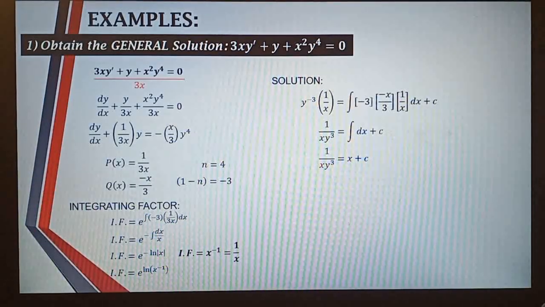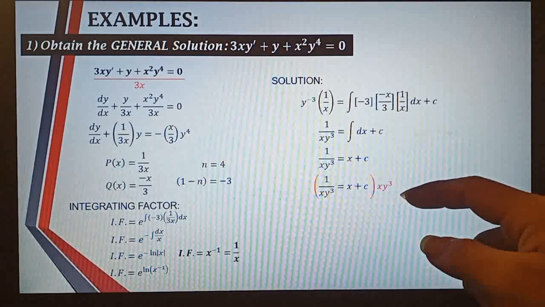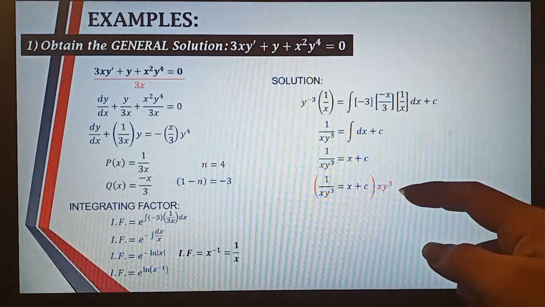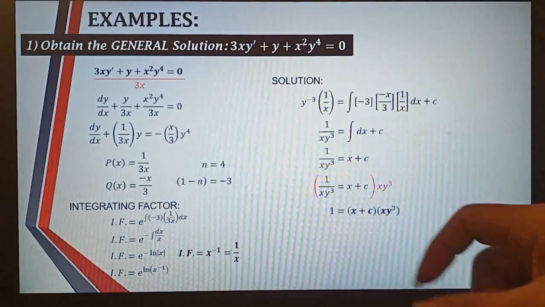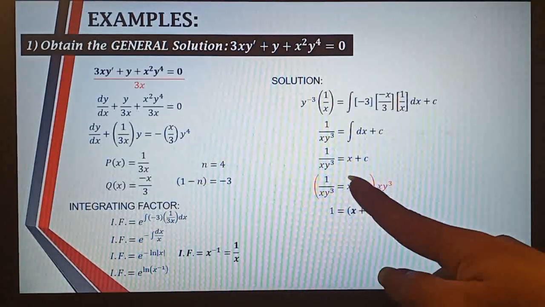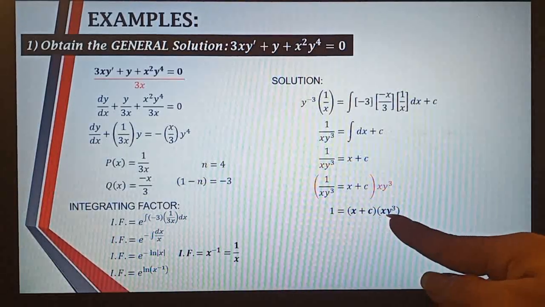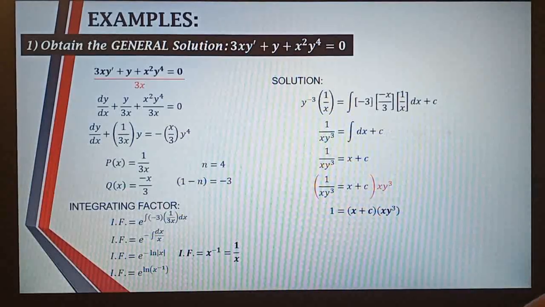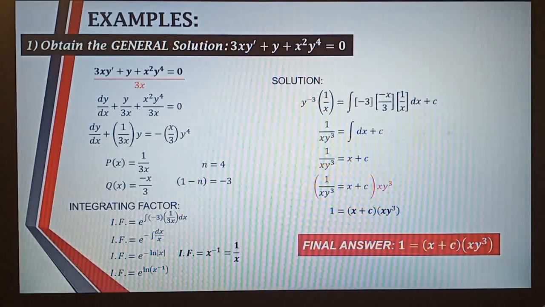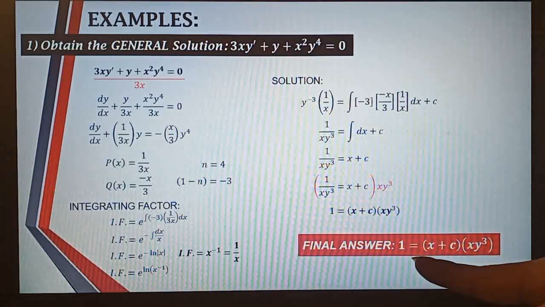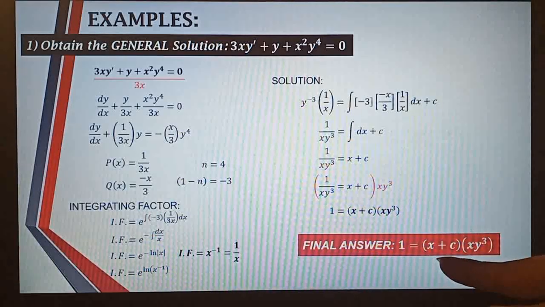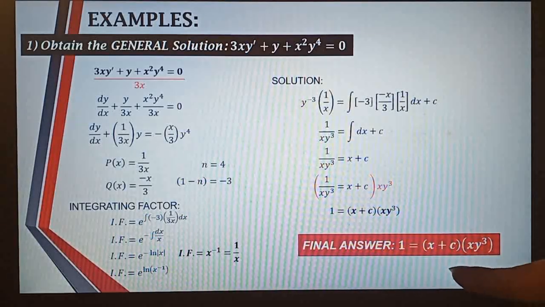Now, simplifying the equation by multiplying it by xy cubed, you will now have 1 equated to x plus c multiplied to xy cubed. So in that case, your final answer for this example is 1 equals the quantity of x plus c multiplied to xy cubed.